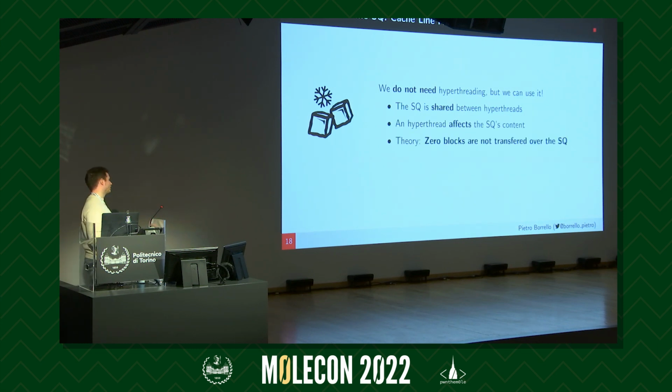There is a theory here that zero blocks are not transferred over the superqueue. And this was a theory that, up to now, felt useless. There was no application for this. But we will see how we can exploit this theory to selectively leak data from enclaves. But let's try to understand how this works.